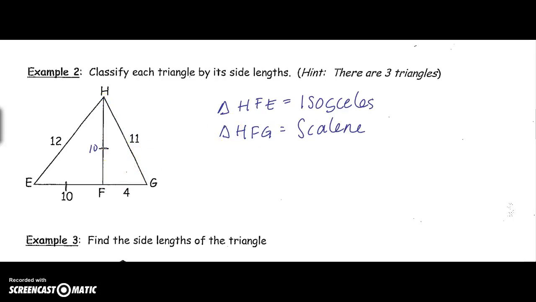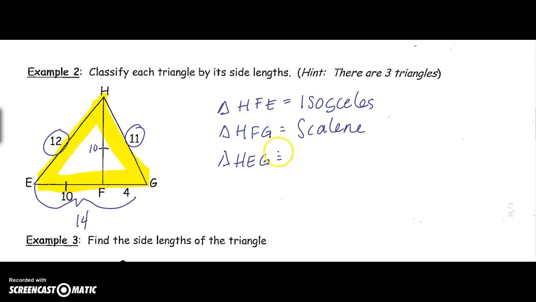Last but not least, we have a last triangle, the big one on the outside, HEG. And again, you have 12, 11, and the total length of this side is 14. All three of those sides are different, so it is a scalene triangle.